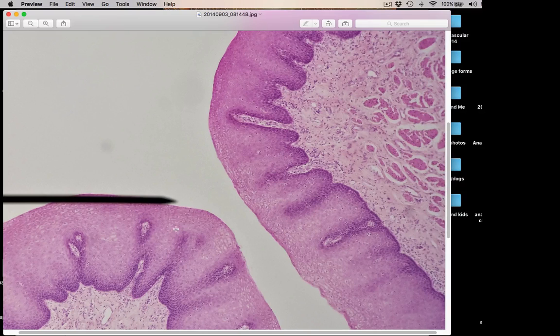This is going to be found in areas of wear and tear. You need lots of protection. You're going to find this in your esophagus, in the back of your throat where food goes down, in the anus, and you'll find stratified squamous non-keratinized in the vagina too. So any area that is exposed to wear and tear. Stratified squamous non-keratinized.